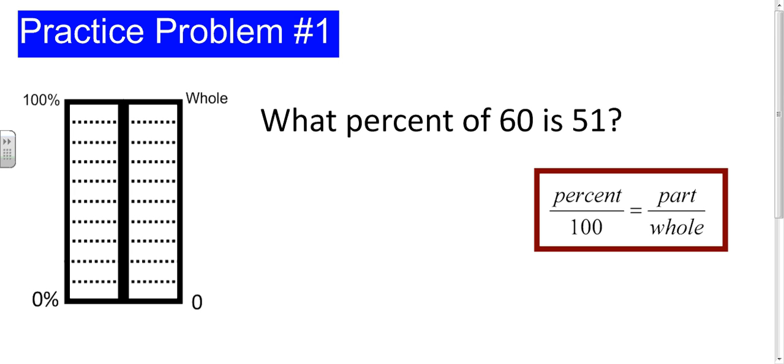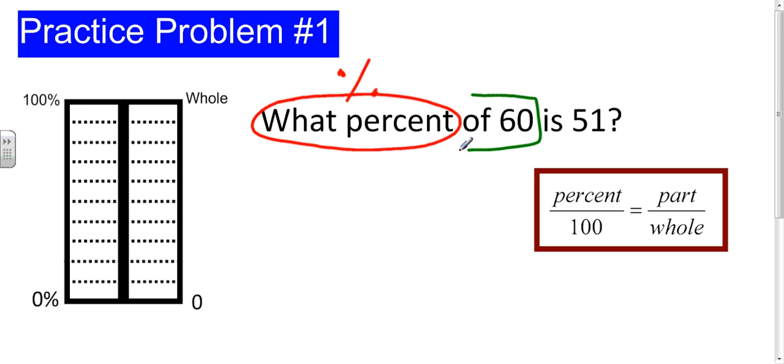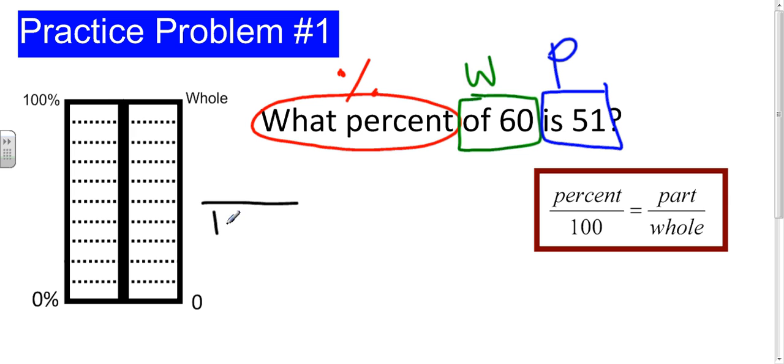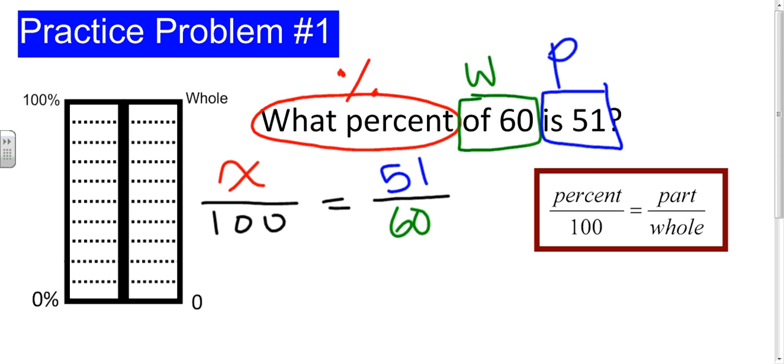I want to identify what percent. This is what I'm looking for. This is my unknown. Of 60. So the keyword of is telling me the whole here. So this is the whole. And then is 51. 51 is the part. So when I set up my proportion, it's going to be percent over 100 equals part over whole. I need to find my percent. I know the whole is 60. And I know the part in this problem is 51.